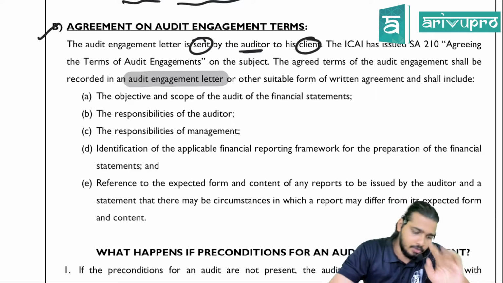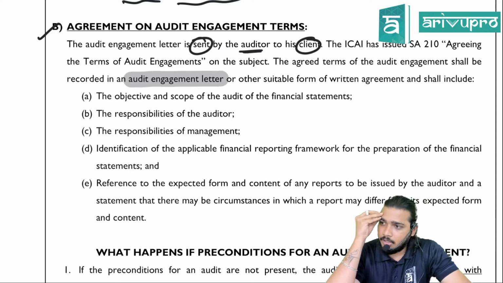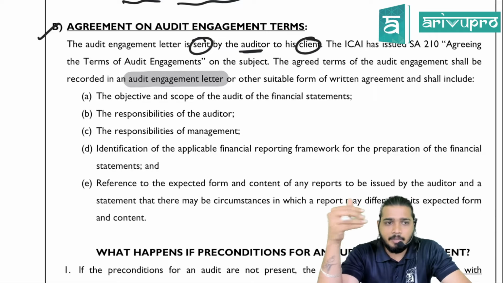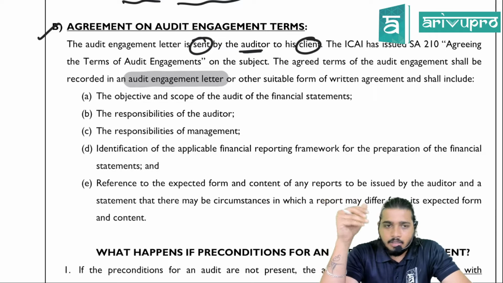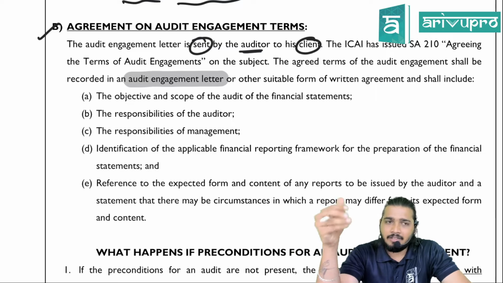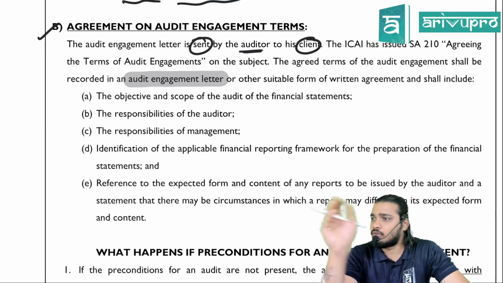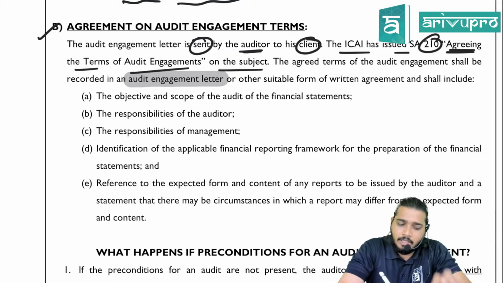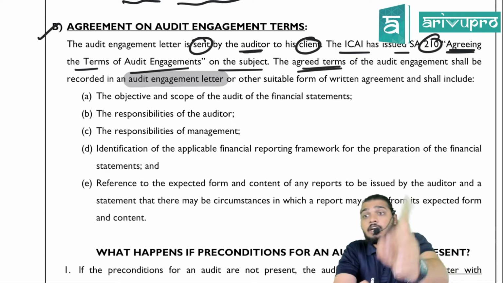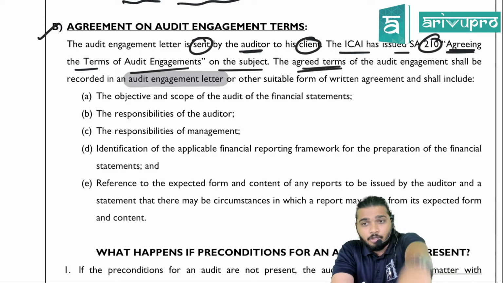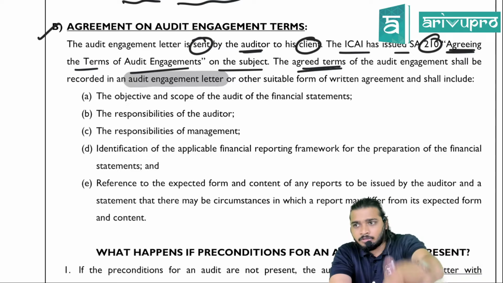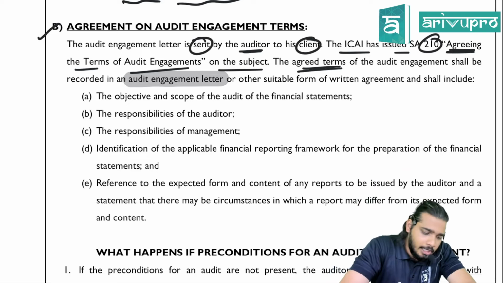Understood? Clear? And I'm giving you all possible inputs because it is a new syllabus, right? Publications will keep coming. There will be some errors. As and when you find any errors, this is how you solve it. The ICAI has issued SA 210, Agreeing the Terms of Audit Engagements, on the subject. In that, the agreed terms, do not put them here and then start discussion. First discuss, finalize the terms. That term should be put in the audit engagement letter.